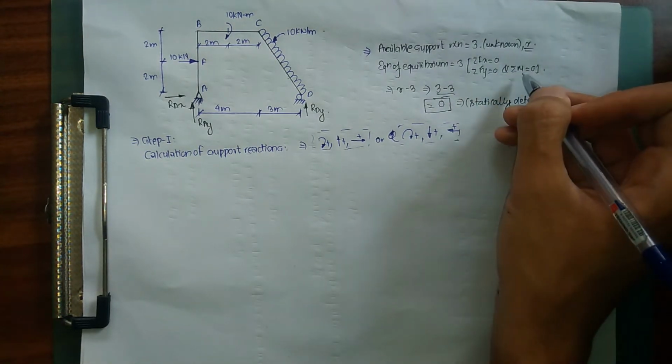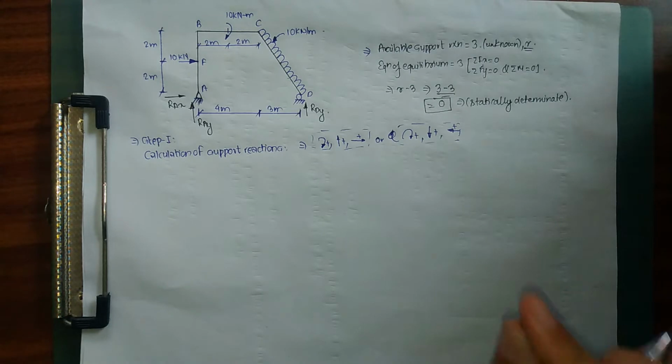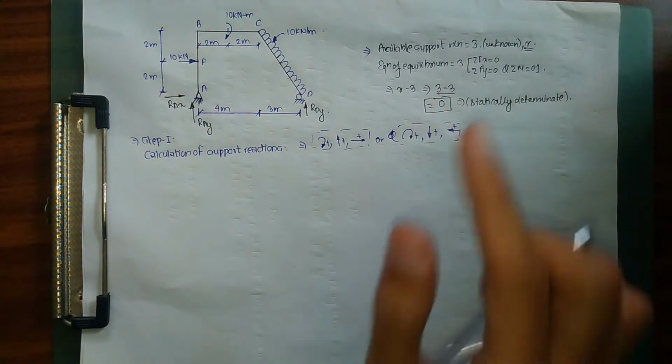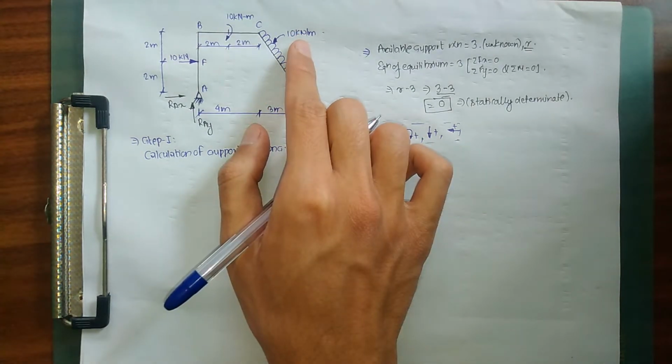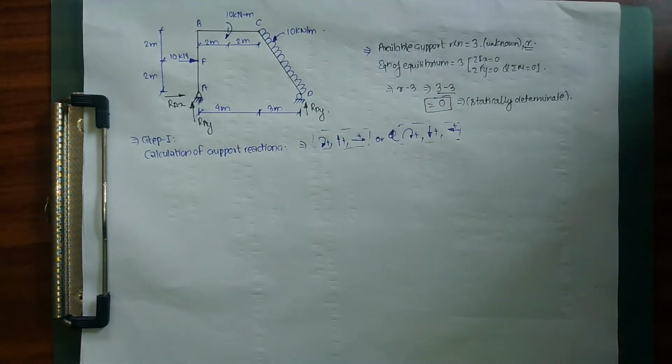ΣFx equals 0, ΣFy equals 0, and ΣMy equals 0. So we are going to use this sort of equation. But before using our equations of equilibrium, firstly I am going to convert this 10 kilonewton per meter into a point load. So firstly, this is going to be my first step.